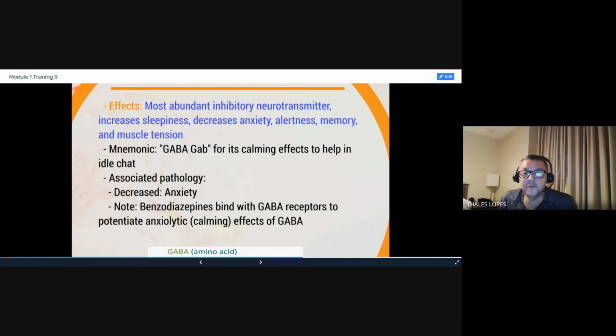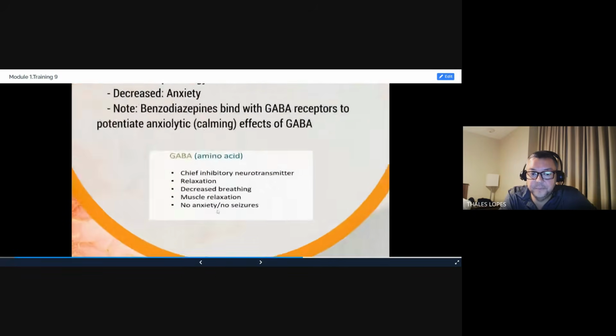GABA is known for its calming effects to help with anxiety. Now, if you have too little GABA, again, you become anxious, right? So benzodiazepines bind to the GABA receptors to produce a biological response, which is the calming effect that we see with GABA, right?